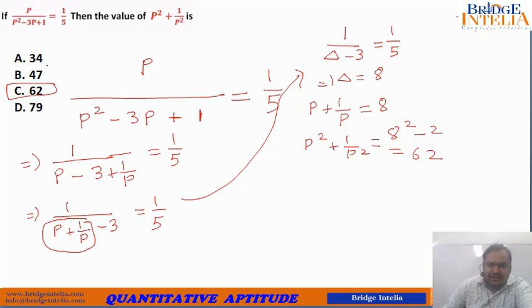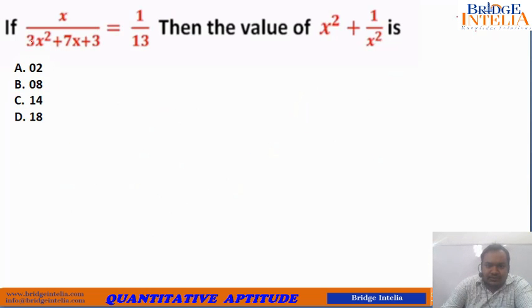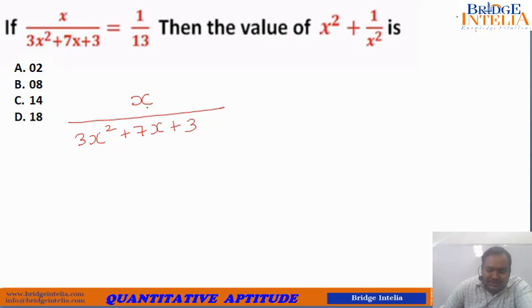Now let's move to next one. Again a similar question. x divided by this is equal to 1 by 13. You have to find x square plus 1 by x square. So let us understand what is given to us. So this is given to us. So if you divide both numerator and denominator by x, what will you be left with? You would be left with this.